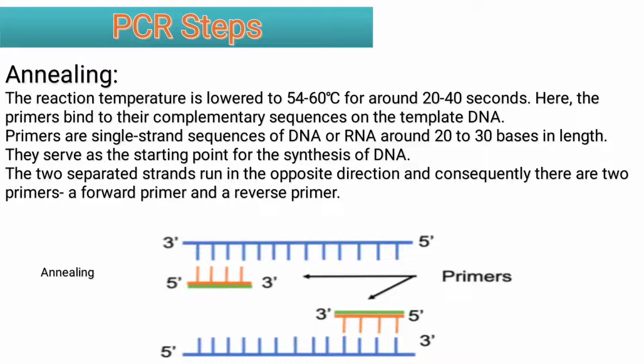Primers are single-stranded sequences of DNA or RNA around 20 to 30 bases in length. They serve as the starting point of the synthesis of DNA. The two separated strands run in the opposite direction, and consequently there are two primers, a forward primer and a reverse primer.